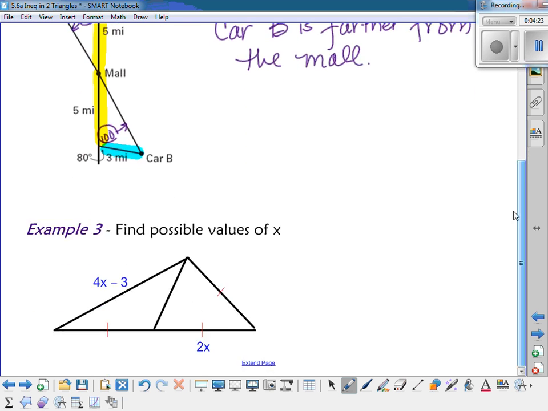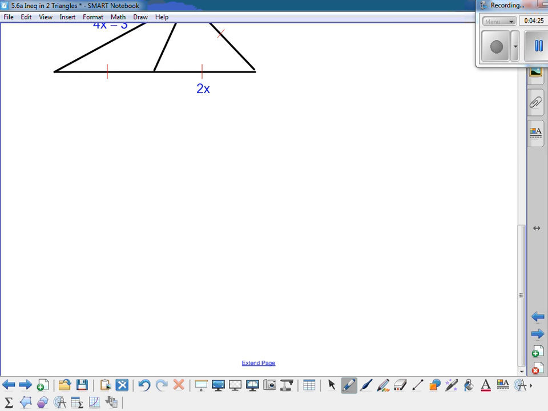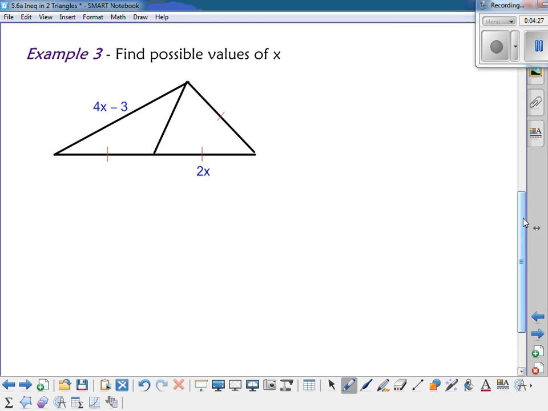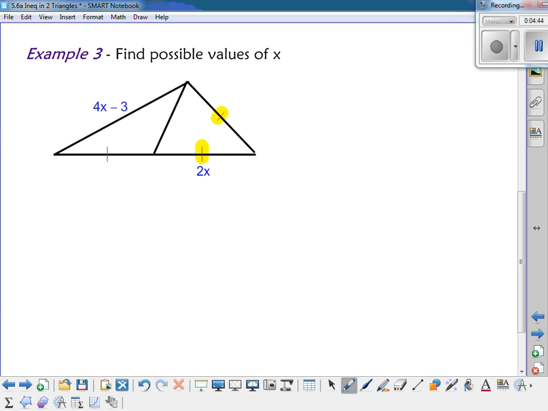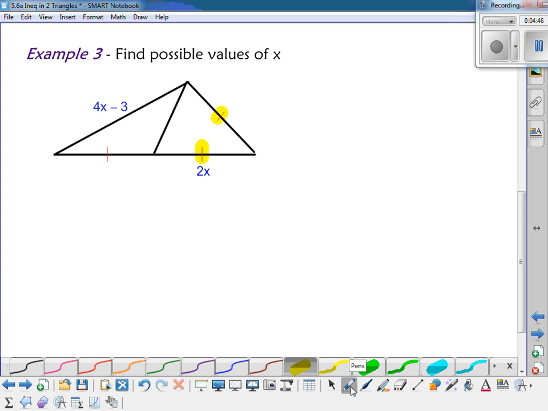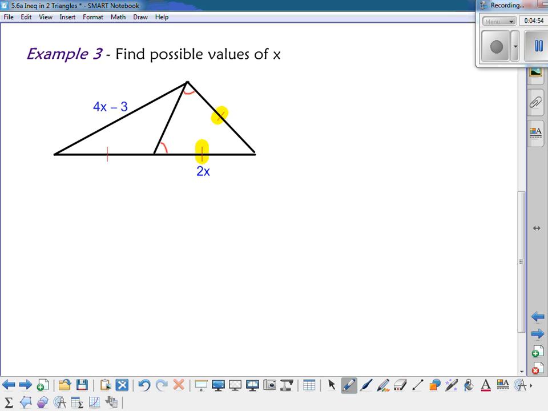Okay, we have one more example here. I'm going to find the possible values of x. At first glance it looks like we don't have enough information, but we actually do. There's a few things we can figure out from this. First of all, I notice that on my triangle on the right, I have two congruent sides. That means the angles opposite those two sides are congruent. So I have two congruent angles there.